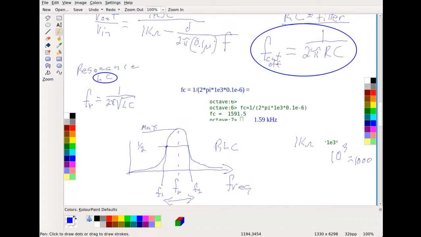All right. So anyhow, what we talked about on Monday was this RLC filter, and we talked about this bandwidth and all that, but all that came from the fact that we were looking at half power.